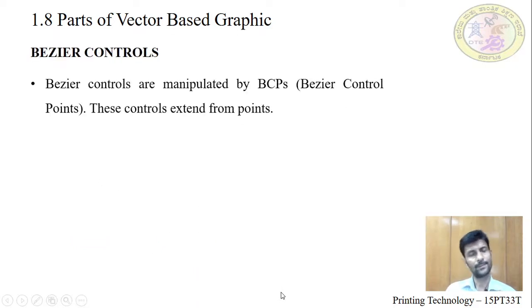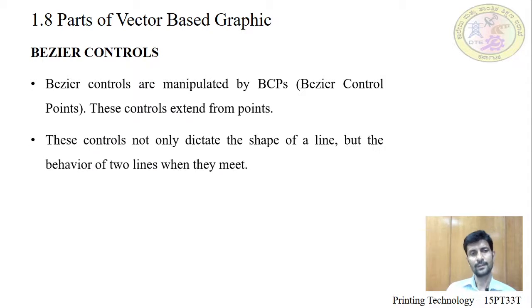Next you have Bezier control. What is the use of Bezier control? It controls the Bezier control points. These can extend from points also. This control does not dictate the shape of the line but the behavior of two lines when they meet.